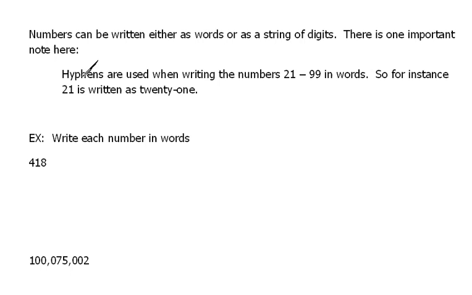Now we do have a very important side note here. For proper notation, hyphens are always used when writing the numbers 21 through 99 in words. So, for instance, if you have the number 21, we would write that as twenty-one.